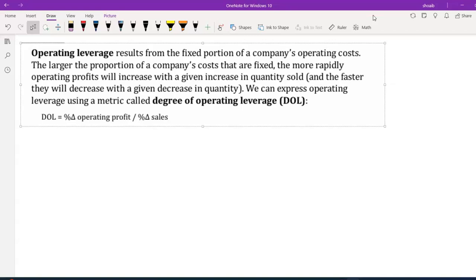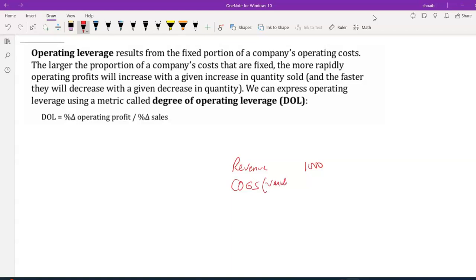The starting point of any business is sales. Like the starting point of any income statement is the top line, that is sales or revenue. For example, this is 1,000. The second expense is cost of goods sold. I'm assuming cost of goods sold is a variable cost. Okay, mainly it's a variable cost. Practically, it is not a variable cost. It comprises variable and fixed cost, but here I'm assuming just for the sake of explanation that it is variable cost.